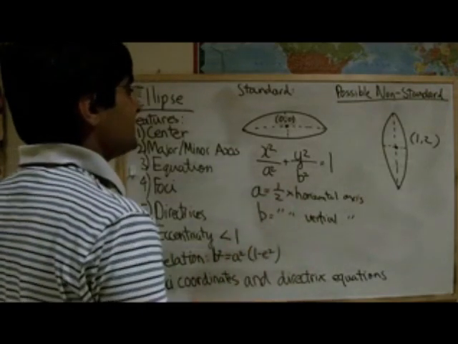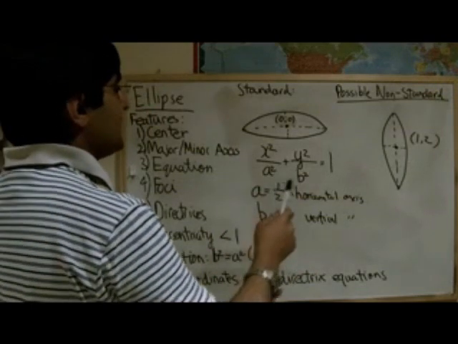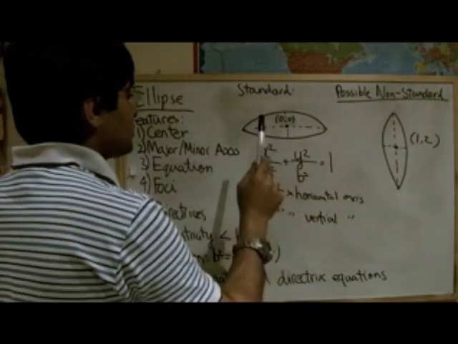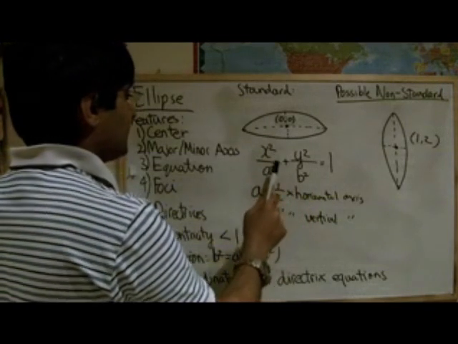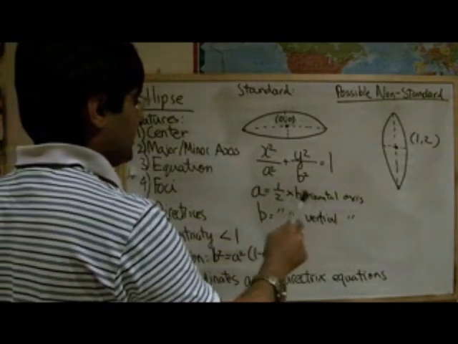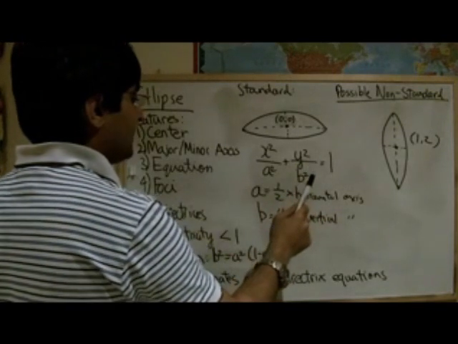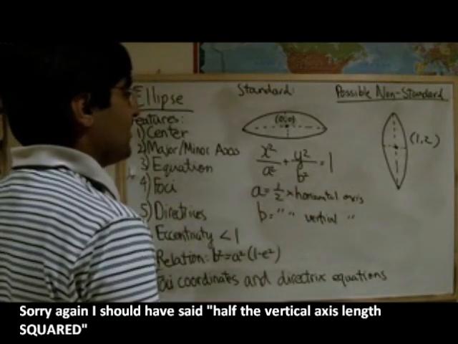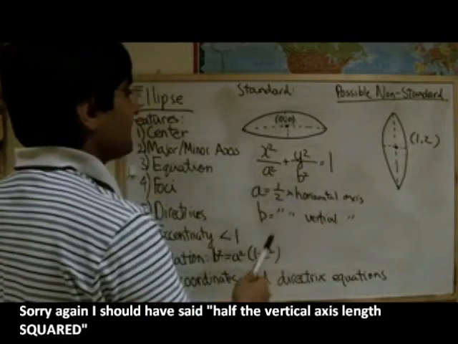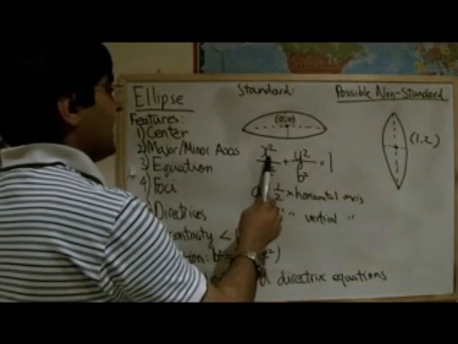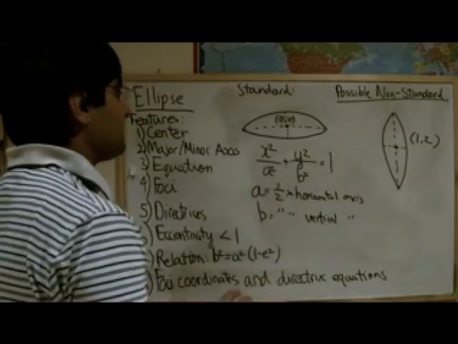This equation is telling us that if you take any point on the standard ellipse, the square of the x-coordinate divided by the square of half the horizontal axis length, plus the square of the y-coordinate of that point divided by the square of half the vertical axis length, will always equal 1. a and b and 1 are constants, obviously, and x and y are variables.